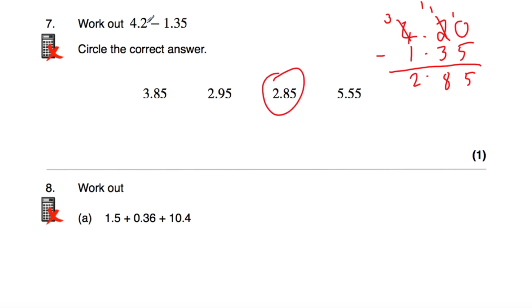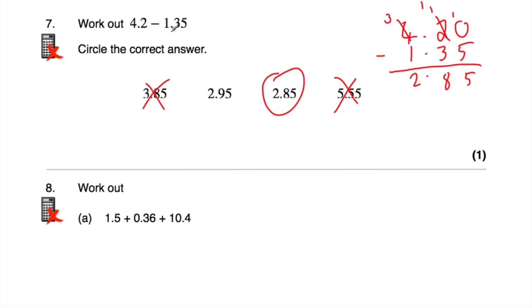And that's it. So whenever you're doing this question, you could do subtraction like I did. You could also rule some out, because 4.2 subtract 1.35 is clearly not going to be 5.55, because that's bigger than the 4.2. And here we've got 3.85. Well, if you take 1 away from 4.2, that's 3.2. So if you take 1.35 away from it, it's going to be below 3.2. So it's not going to be 3.85. And then it's a choice between these two.